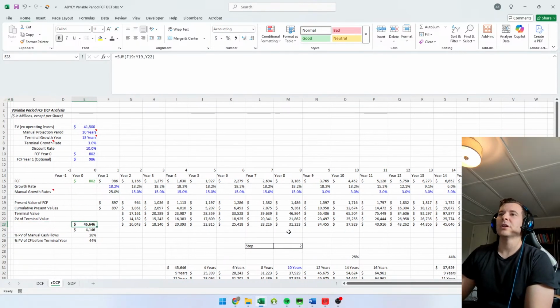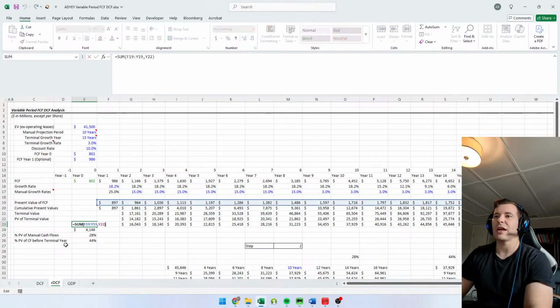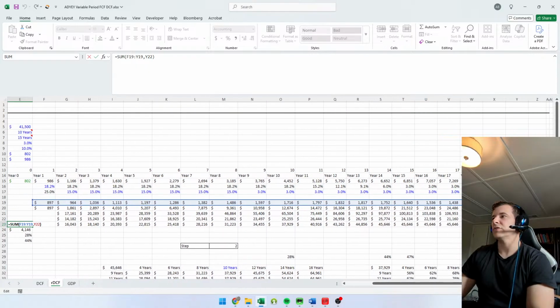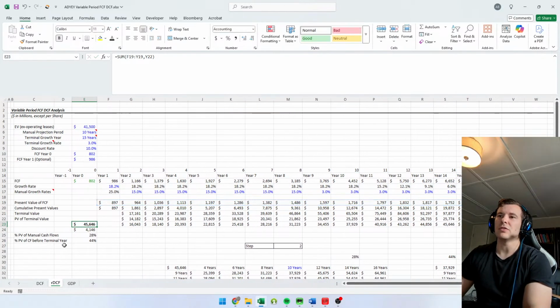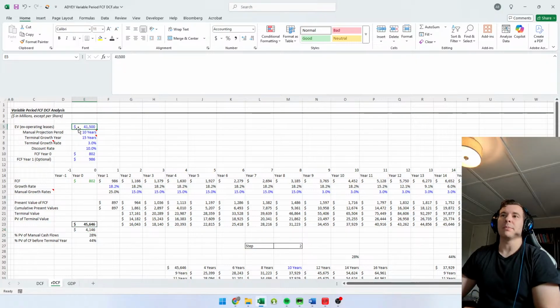But what happened is us changing this period from 8 to 10 increased the amount of free cash flow, because now we have Adyen's free cash flow growing for another 2 years. And so now here we just have the sum of the present value of all free cash flow plus the present value of the terminal value at the end of year 20. So this is just saying, hey, what's our overall company worth? And then this is the difference between what is the company currently trading for and what is the company currently worth.